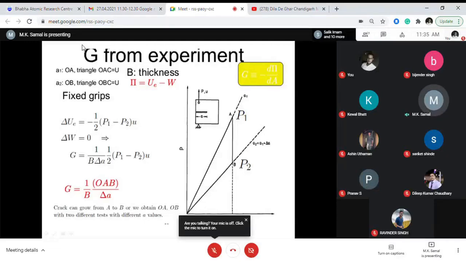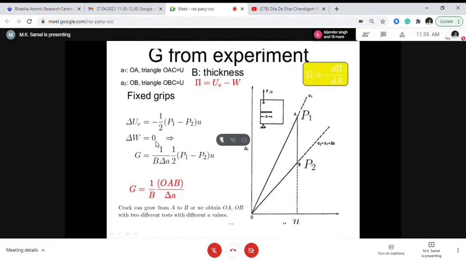I was discussing the energy release rate, G, the parameter, and I told you that G was initially determined by Griffith. He did many experiments on brittle material, that is glass, and he came out with a formulation for the energy release rate.